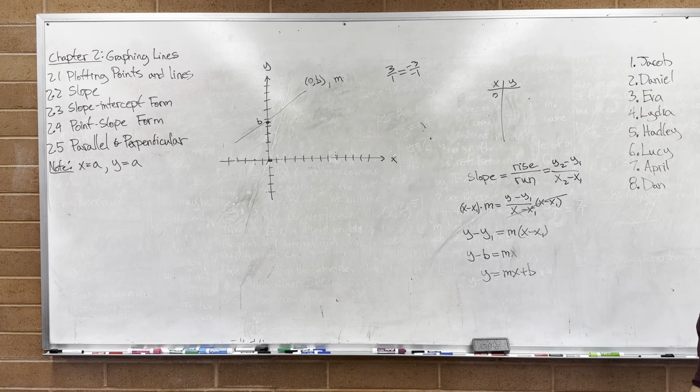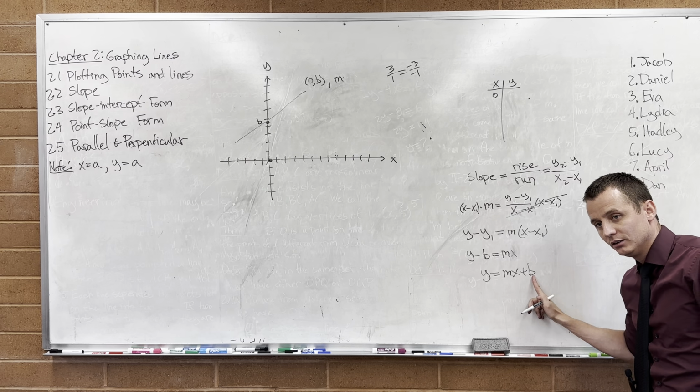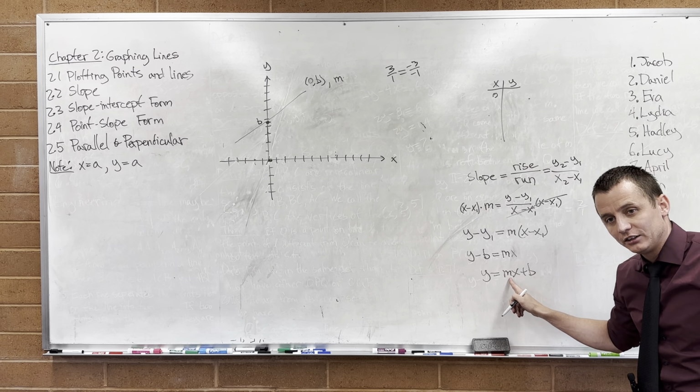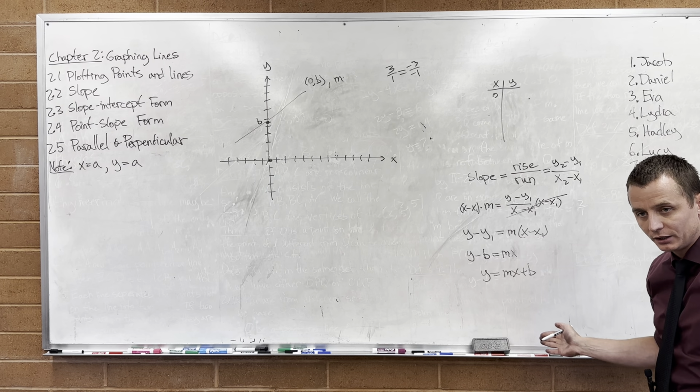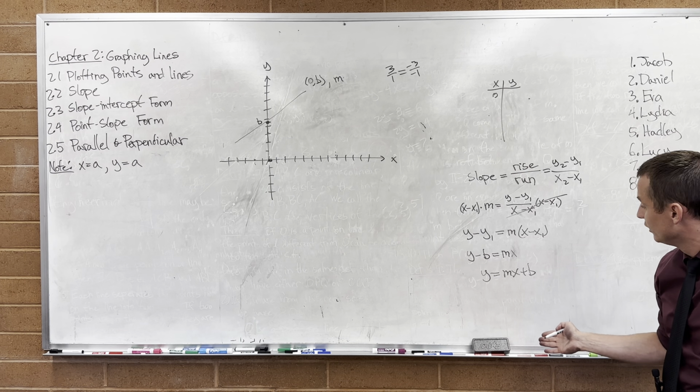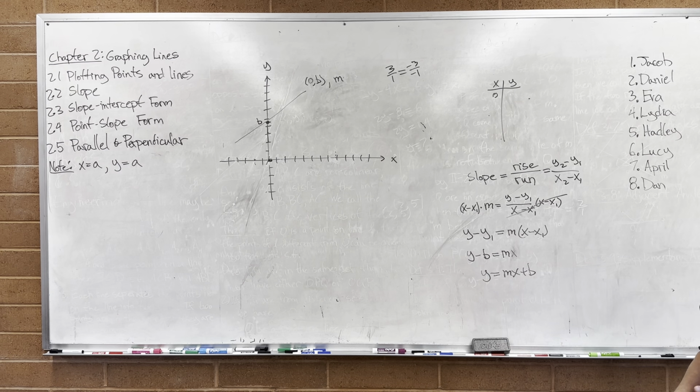This is called the slope-intercept form. You know where it crosses the y-axis, that's your b, and you know the slope of the line, that's your m. This is how people typically write the equations of lines nowadays. They use the slope-intercept form of the line.